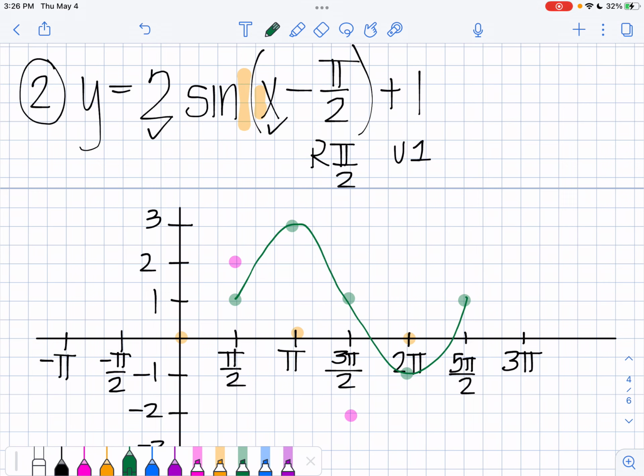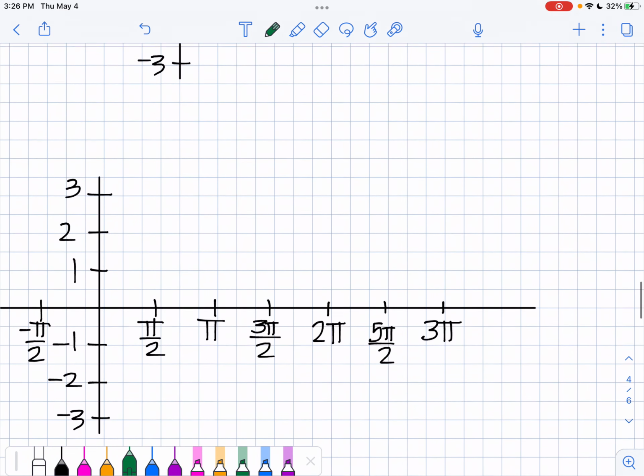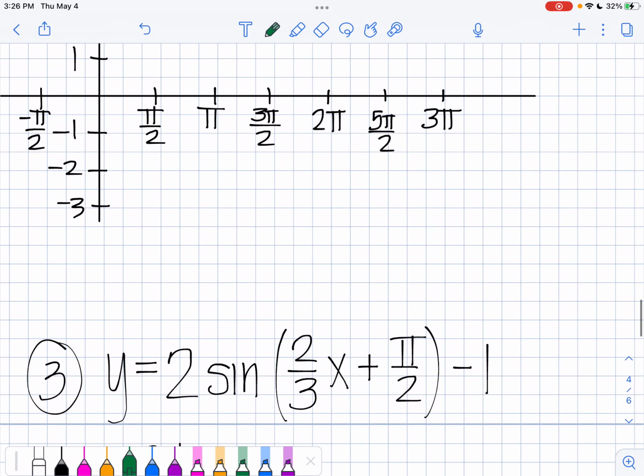Let me know if you have any other questions. Again, if you need an example, I can show you like this, okay? Y equals 2 times the sine of 2 over 3x plus pi over 2 minus 1. You'll want to catch another video because this one's going to take me a little bit to explain.